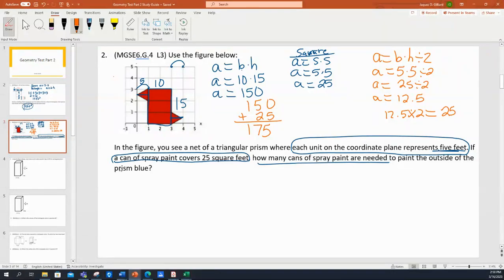Well, the entire square footage is 175, right? And we know that 1 can is worth 25. So what I'm going to do is take 175 and divide it by 25. And when I do that, I'm going to get an answer of what? What do you think I'm going to get? That's correct. We're going to get 7 cans.